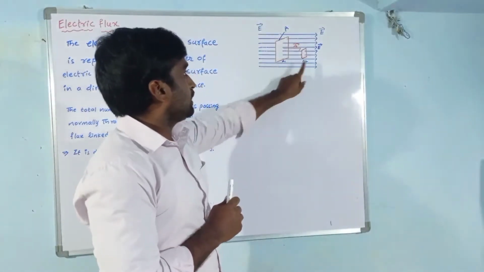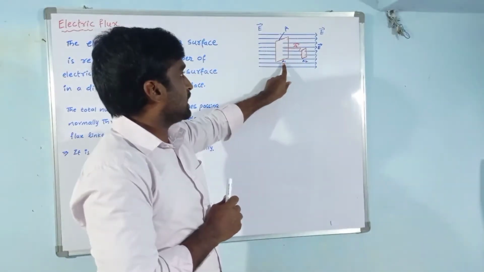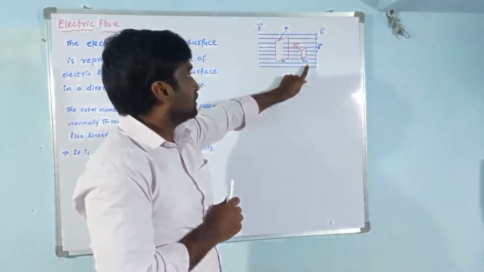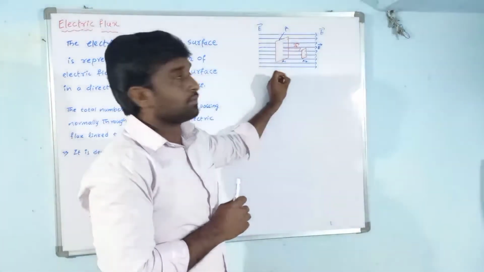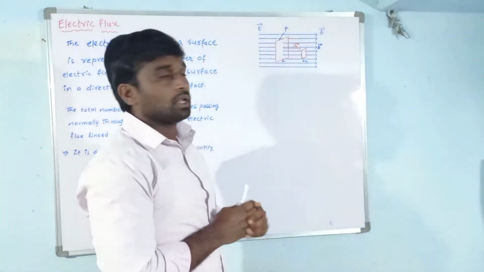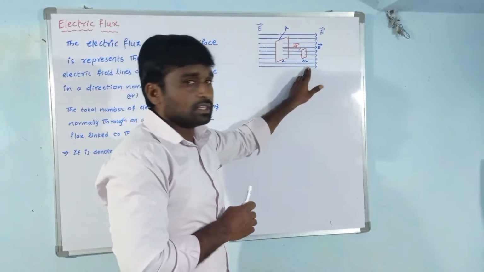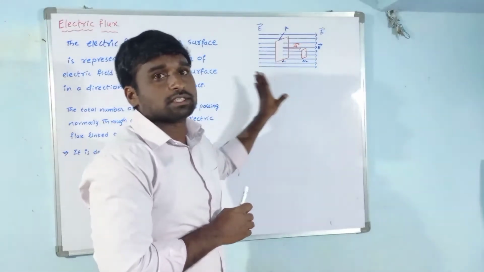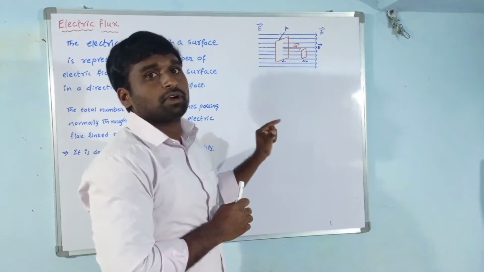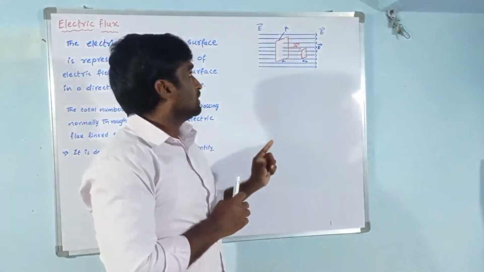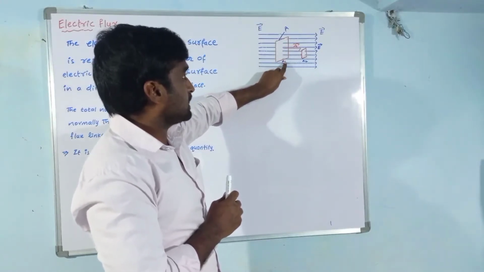Here I have taken two surface area elements. This is surface area A1, this is surface area A2. In which area is the electric flux more? This is the A1 surface area, this is the A2 surface area. How can we say? The electric flux is the number of electric field lines. So how many field lines are passing through the surface area A1?